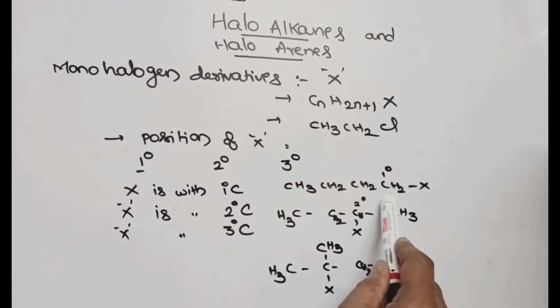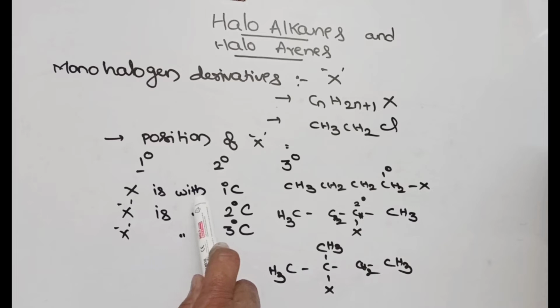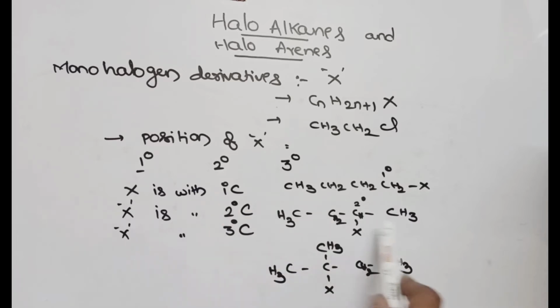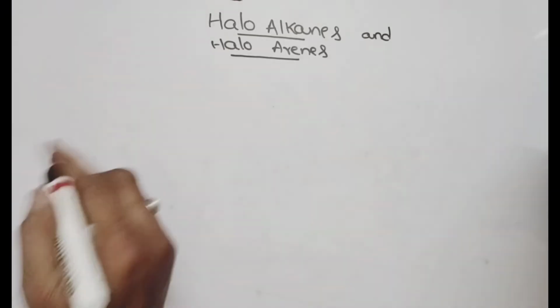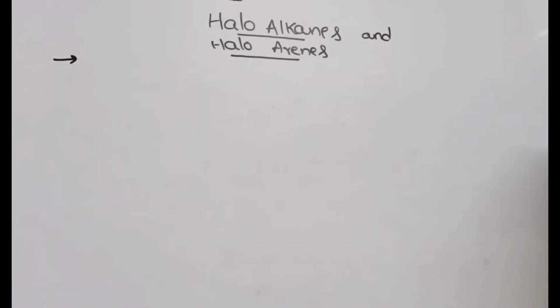Halogen with a primary carbon in primary monohalogen derivative. Halogen with a secondary carbon in secondary monohalogen derivative. Halogen with a tertiary carbon in tertiary monohalogen derivative. This is the classification of monohalogen derivatives. Then on the basis of the nature of bonding and hybridization, these can be classified into several types.